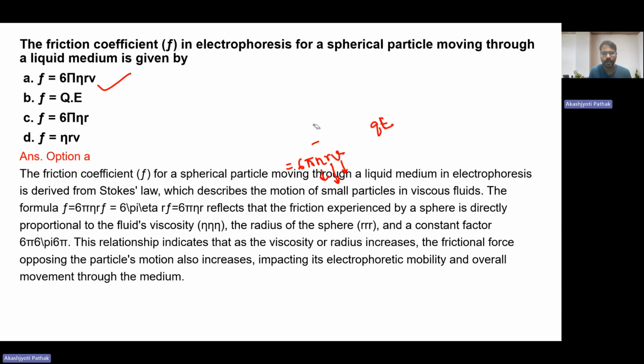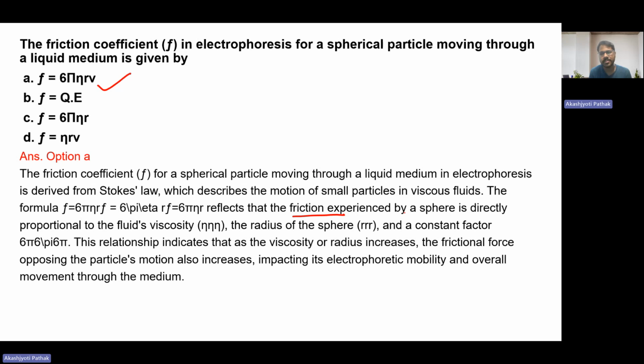If you have learned about viscosity in class 11, you will know that the Stokes law says that when a sample is moving through a liquid media, the two forces will balance each other. And at the point at which these two forces balance each other, we can calculate the mobility of the particle. Okay.